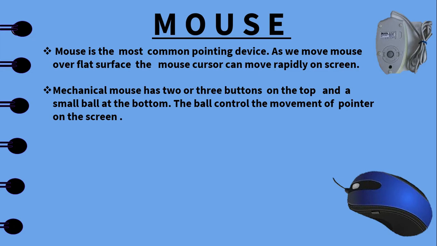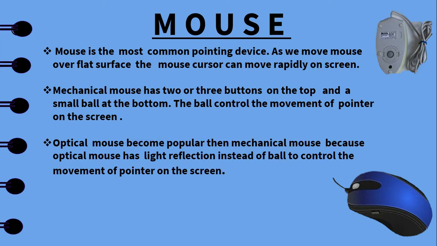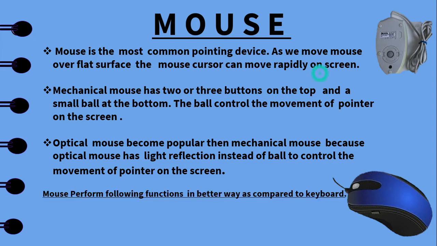But nowadays, optical mouse has become more popular than mechanical mouse because the optical mouse has light reflection instead of a ball to control the movement of the pointer on the screen. Mouse performs the following functions in a better way as compared to keyboard, that are picking, pointing, and drawing.